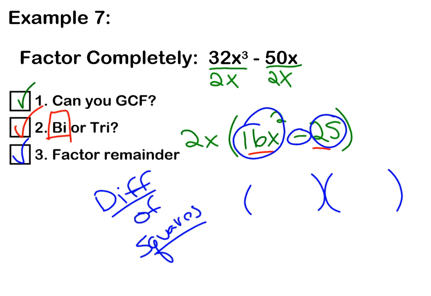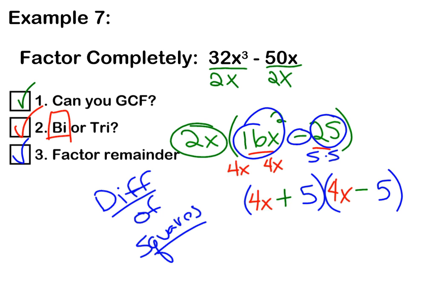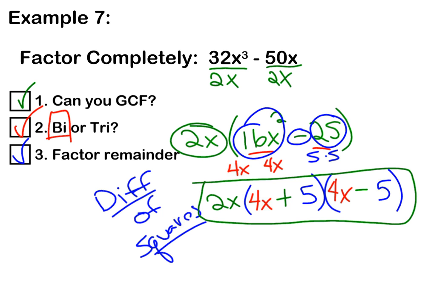In order to get a 16x squared, I need 4x times 4x. That's going to go in the front of my parentheses. I then need to have 25 made up of 5 times 5. That's going to go in the back of my parentheses. I'm then going to give them opposite signs and drop down my original greatest common factor. There you have it, your final answer for example 7.